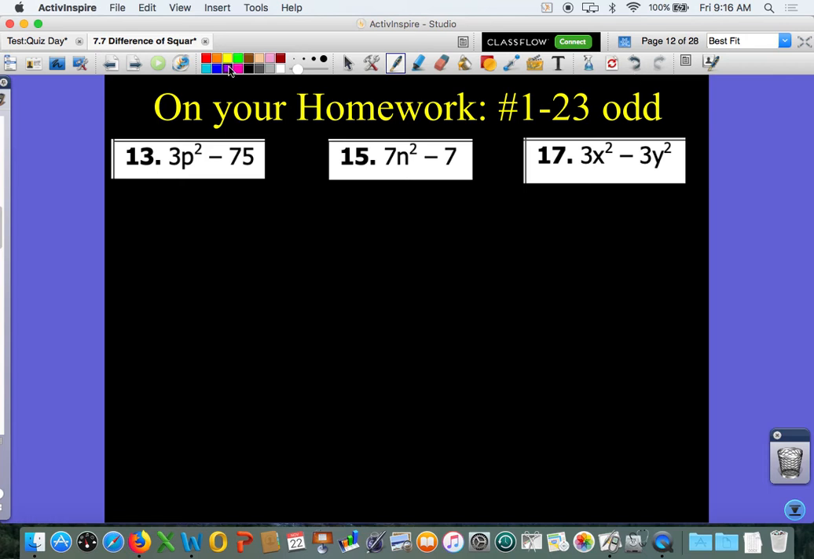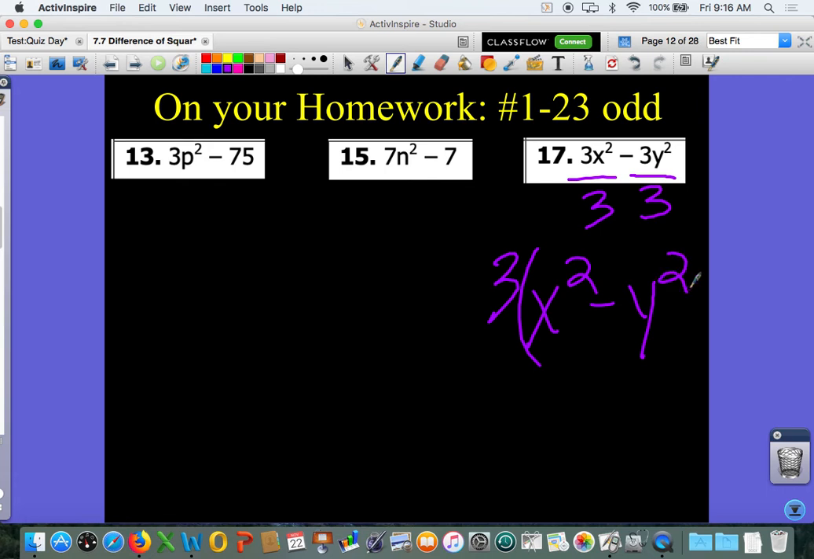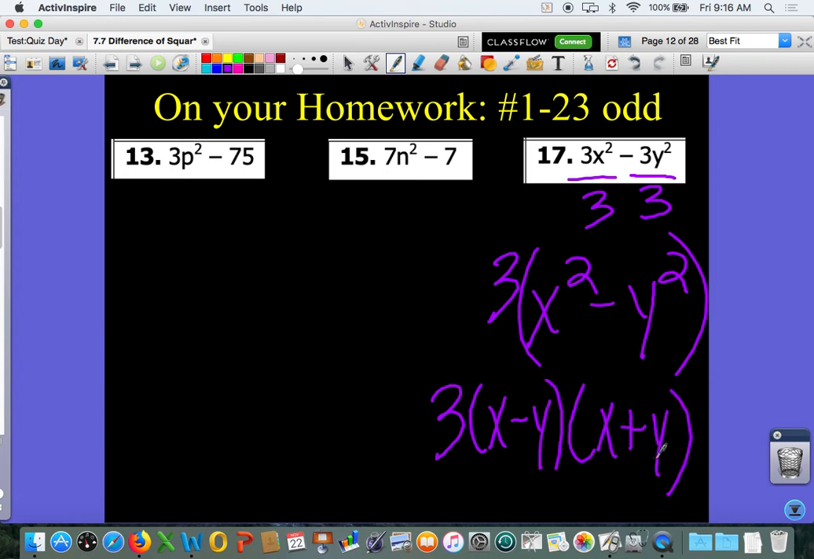Alrighty, so 17. We can divide both terms by 3. So now I'm left with 3 outside. X squared minus y squared. Now this one is going to be 3, x minus y, x plus y. And that is your final answer. And that is difference of squares. Now we're going to flip over our paper and we're going to go to grouping.